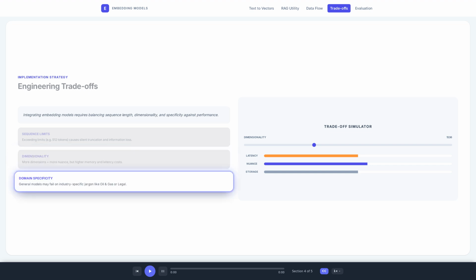Finally, you have to decide between using a general-purpose model or one that's specific to your field. A general model might not quite get the jargon in, say, finance or a technical industry. In those cases, a model that's been tuned or fine-tuned for that domain can really improve understanding and performance, although it might take a bit more work to set up.